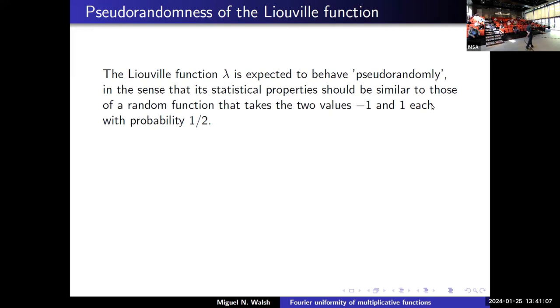So what do I mean by pseudorandom? The Liouville function is defined deterministically, so you can look at special statistical properties that actually depend on how it's defined. But the idea is that as long as you're not cheating, and you look at statistics that have nothing to do with the way the function is defined, then those statistics should be the same as for the random function that takes these two values.